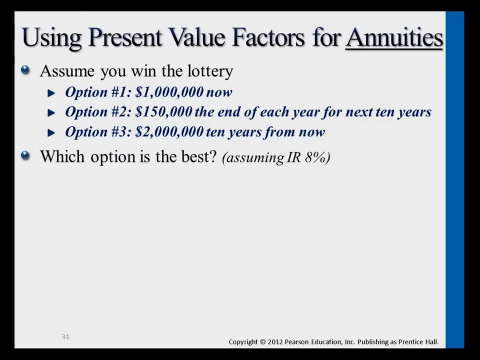So here is, let's just think. Let's say you won the lottery. You have three options. You want either the whole amount right now, or you want a portion of it at the end of each year for 10 years, or you want 2 million 10 years from now. So you have three options. You won the lottery, you just need to decide which one is better. Okay? So we're going to assume that our interest rate is 8%.